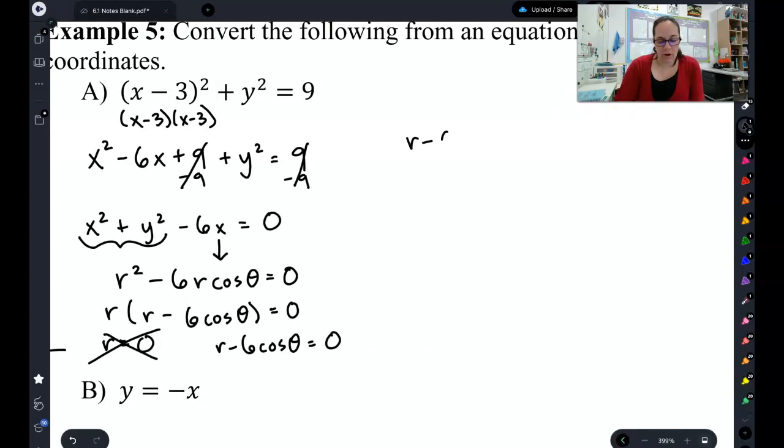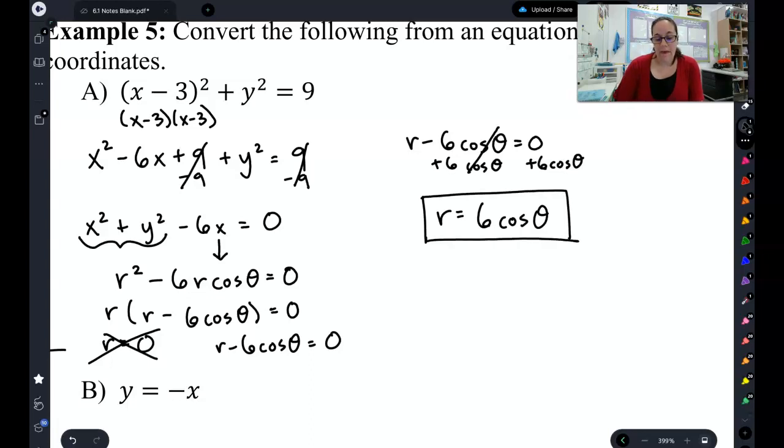So I have r minus 6 cosine of theta equals 0. Let's solve this for r. So I get r equals 6 cosine of theta. And that is my answer. I have converted it from an equation with x's and y's to an equation with r's and thetas. And I solved for r. That is an important part, making sure you solve for r or solve for theta.